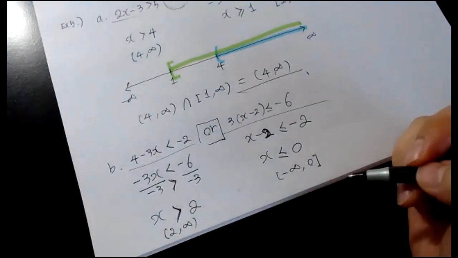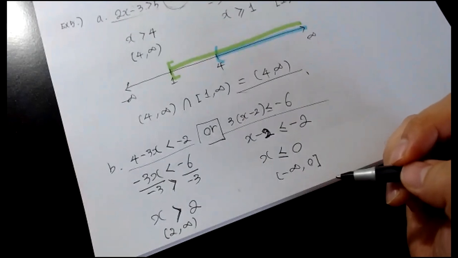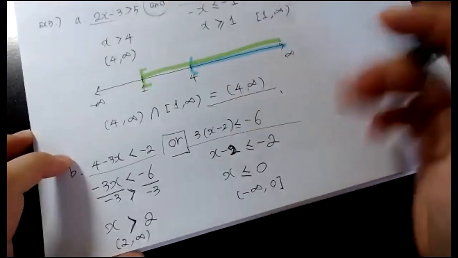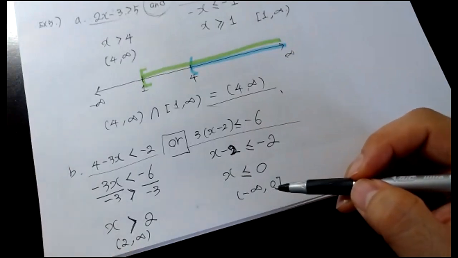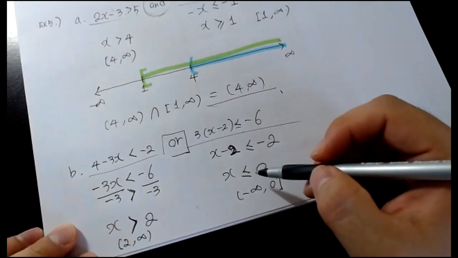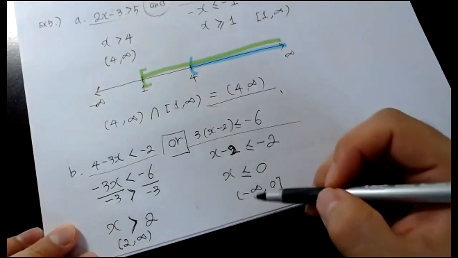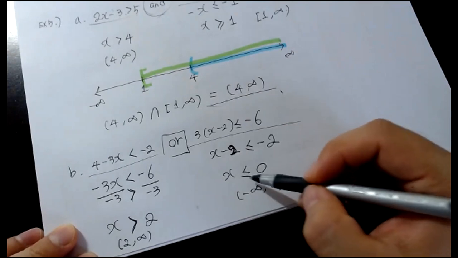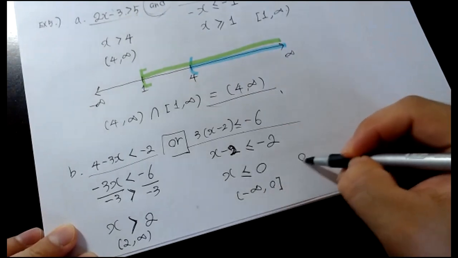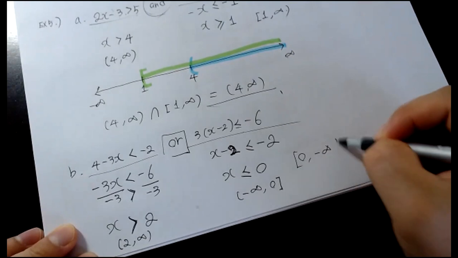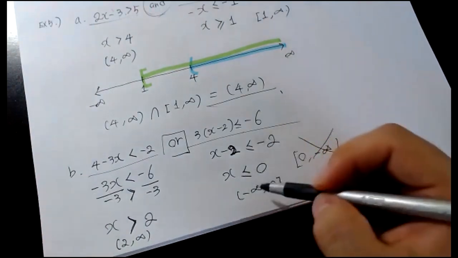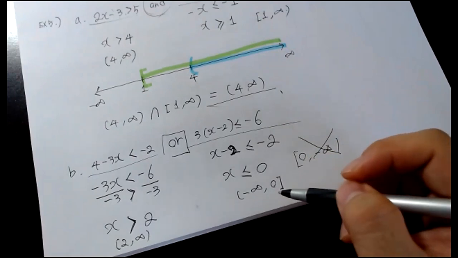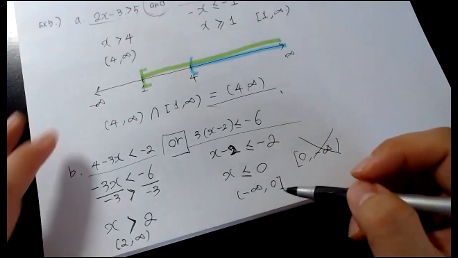I saw that a lot of students made a mistake here when they solve this kind of problem. When they find the solution set here, they just say 0 to negative infinity, closed. That's a completely wrong expression. Keep in mind this: the left number must be less than the right-hand number.